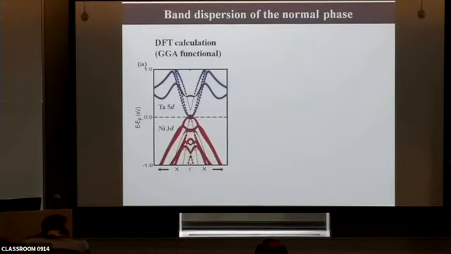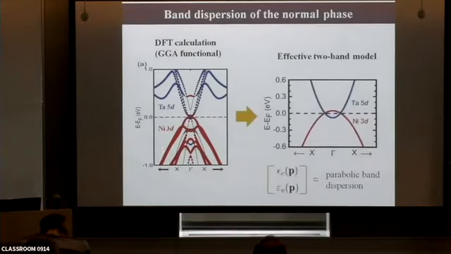So now it is time to apply the excitonic model to the real problem. At first, we obtain the DFT band dispersion in this system. As you can see, the valence band has the nickel d character, and the conduction band has tantalum d character. For simplicity, the outermost valence and conduction bands are chosen and approximated to a parabolic band dispersion.